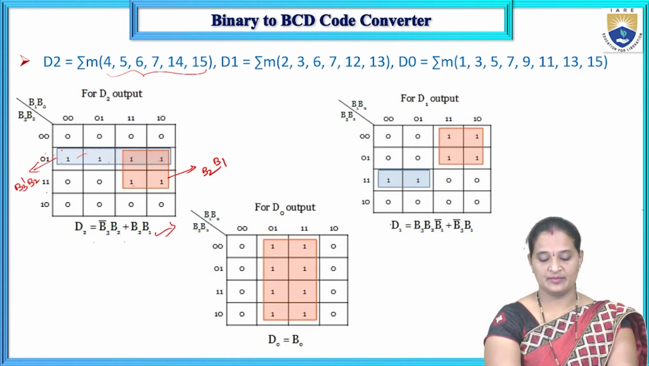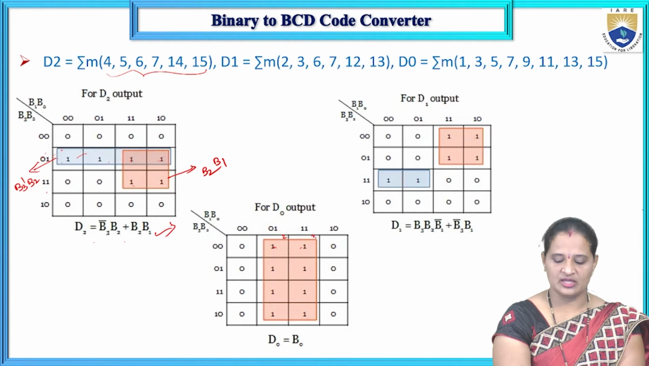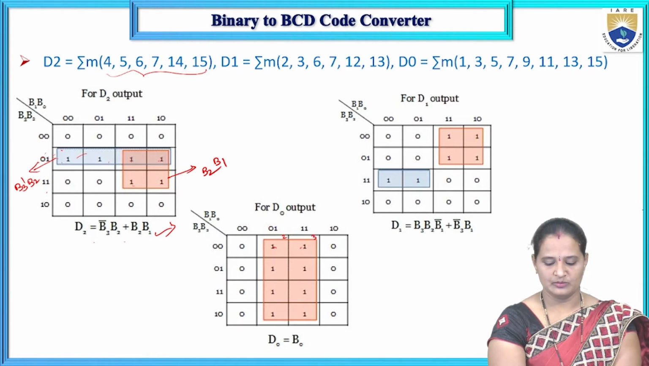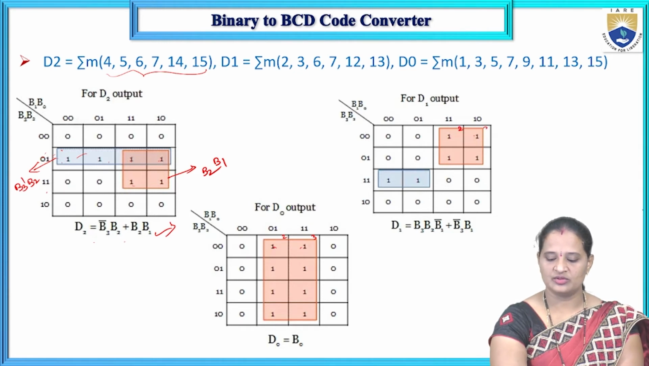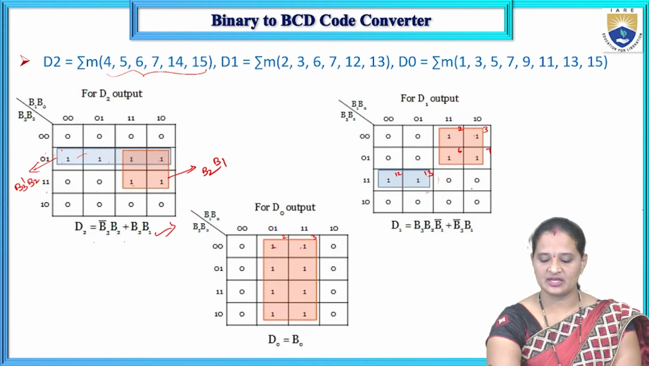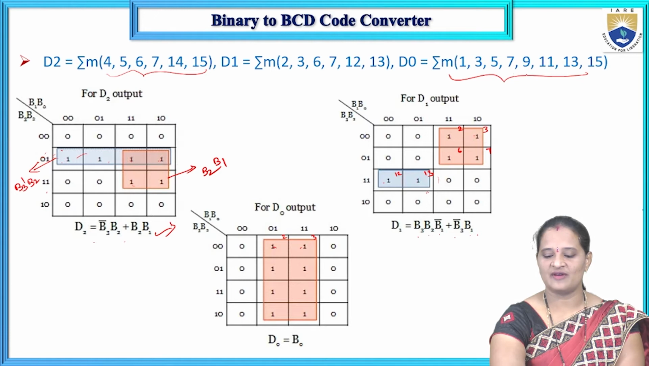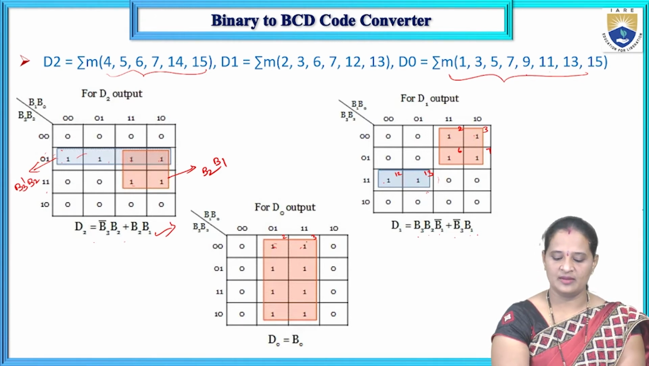So this is D2. Similarly, D1 is 1 for 2, 3, 6, 7, 12, 13. This is 2, 3, and this is 6, 7, and this one is 12, 13, right? So I can form a quad with these 4 cells, and I can form a pair with these 2 cells. This quad can be represented by B3 bar B1, and this pair can be represented by B3 B2 B1 bar. Okay, and now coming to D0: 1, 3, 5, 7, 9, 11, 13, 15.